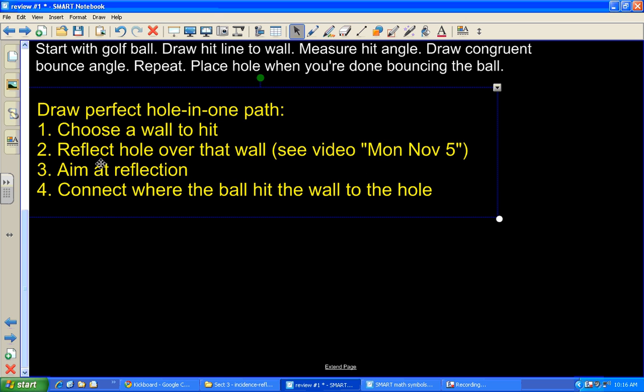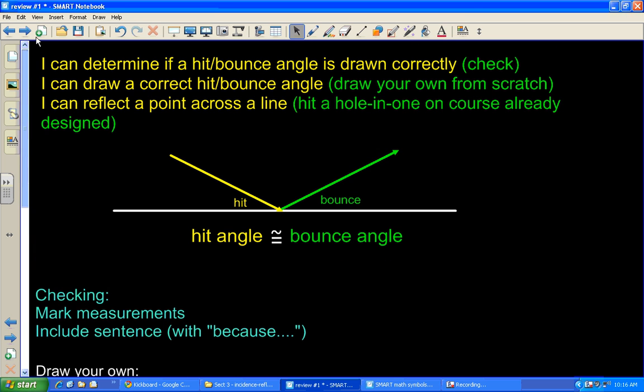Once you have that reflection, you aim at it. So you basically line up your protractor with your golf ball and that reflection, and then it bounces off the wall and hits straight into the hole. Okay, so that's your test.